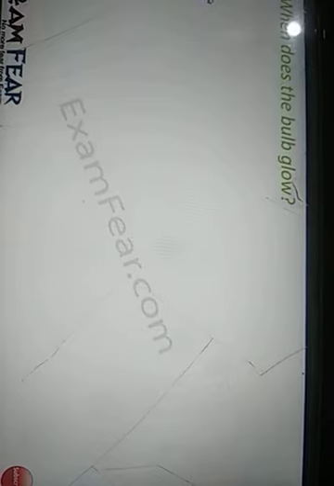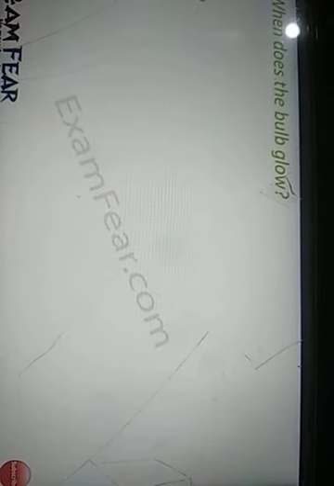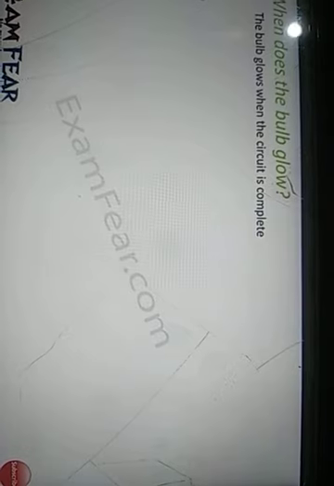Now let us talk about some more important things. Everywhere till now I have been showing you a circuit where there is a switch, a battery, and a bulb. As soon as the switch is on, the bulb glows. So the question is, when exactly does the bulb glow? You might say when we put the switch on. But what happens when we put the switch on? The bulb glows when the circuit is complete.